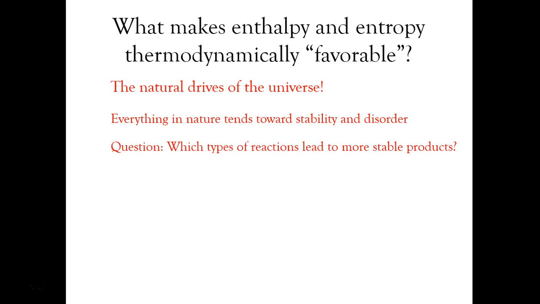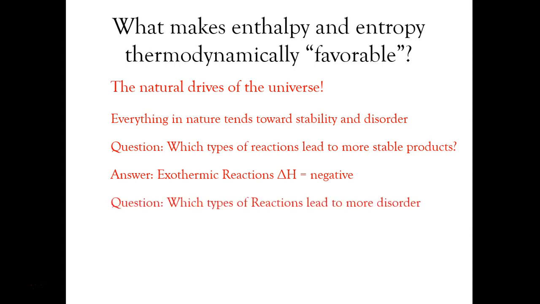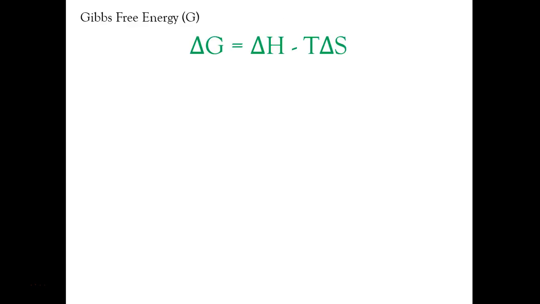So, what types of reactions lead to more stable products? Exothermic reactions. So, a negative value for delta H will be more favorable. Which types of reactions lead to more disorder? That would be reactions where delta S is positive. So again, that's more favorable.